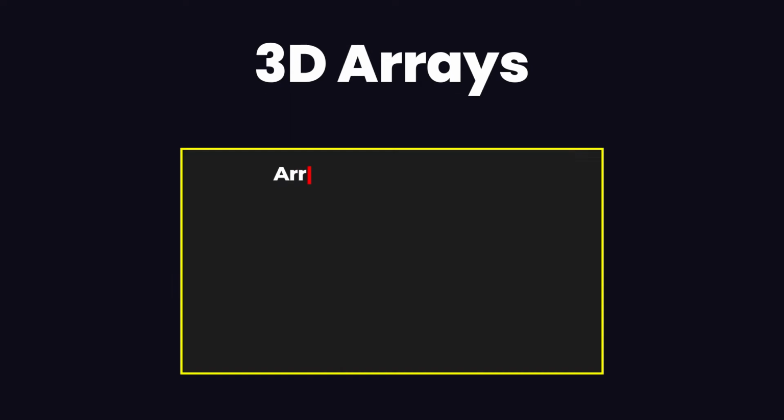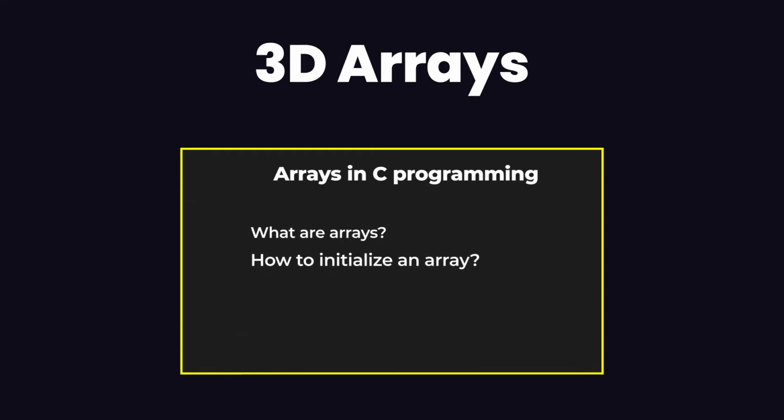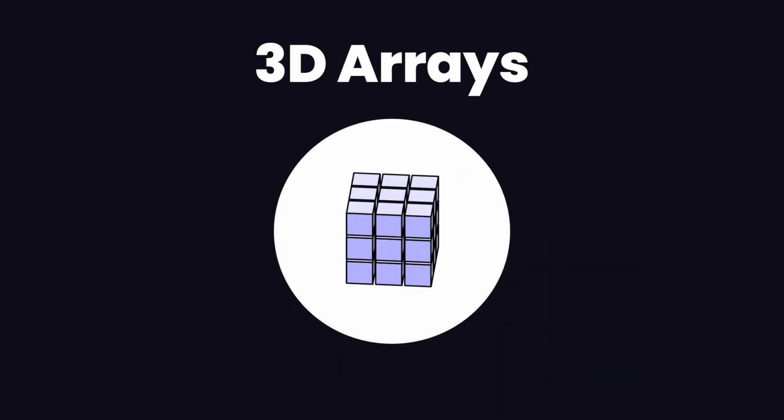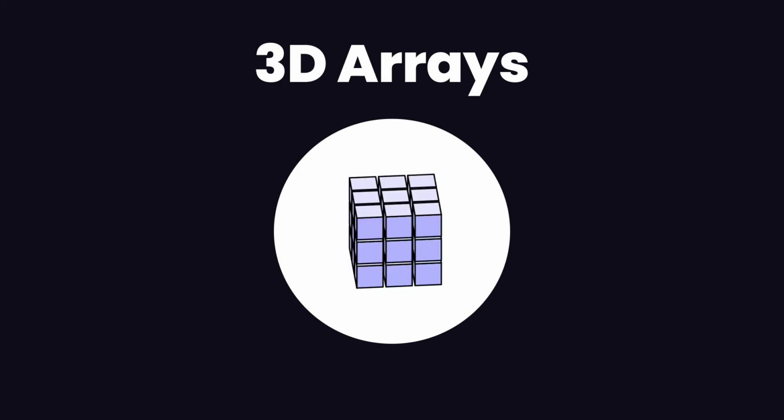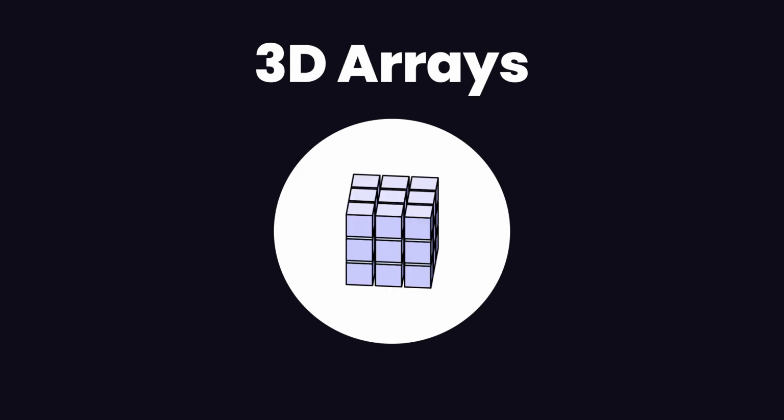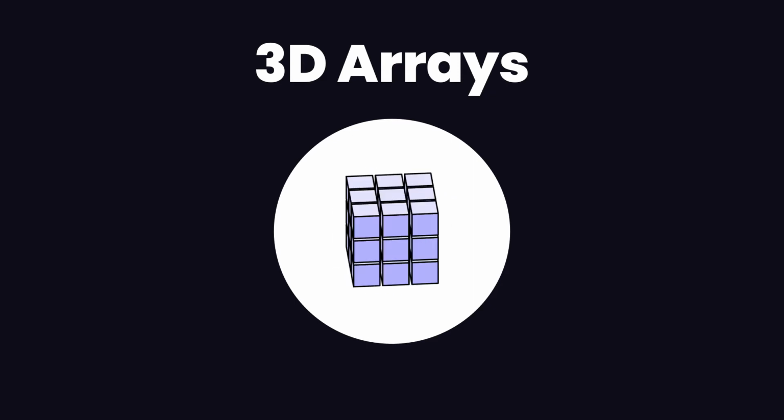Today in this video, we're going to talk about the three-dimensional arrays in the C programming language. So we have already talked about arrays and two-dimensional arrays, but three-dimensional arrays are a little bit more complicated. So if you want to visualize a three-dimensional array, then you would have to think of a cube, because a cube can be visualized as a collection of two-dimensional arrays. So that's what 3D arrays are.